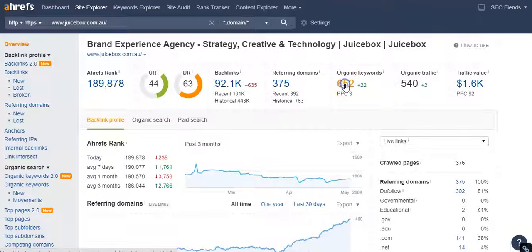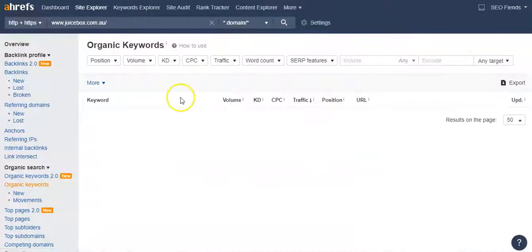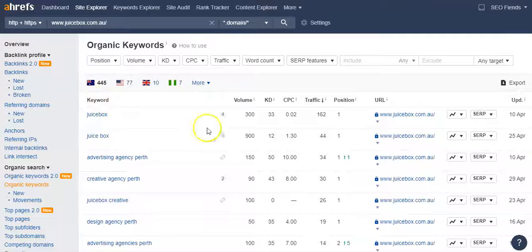But they do have 652 keywords. So if I just had a really quick look at theirs, Juicebox, obviously they're getting a lot of traffic and ranking for it. Okay, so they're getting 162 jobs, or not jobs, but they're getting 162 calls or whatever per month for that word, 44. So see, advertising agency Perth. They've done really well there, and they're ranked #1. Perth again, #1.